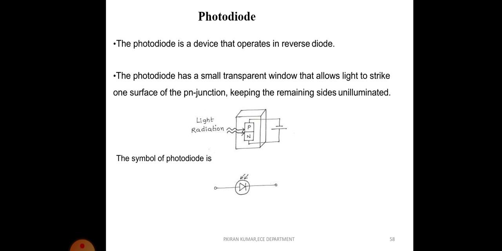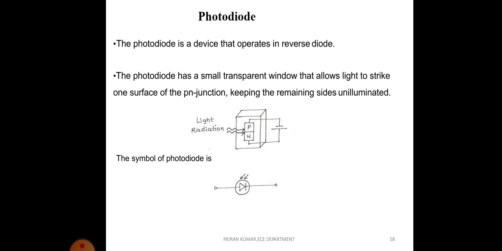So first, what is a photodiode? A photodiode normally converts light energy into electrical energy, hence it can detect light. A photodiode is a device that operates in reverse bias. There are two diodes that operate in reverse bias. The first one is a Zener diode, which operates in reverse biasing only. Similarly, a photodiode operates in reverse bias.